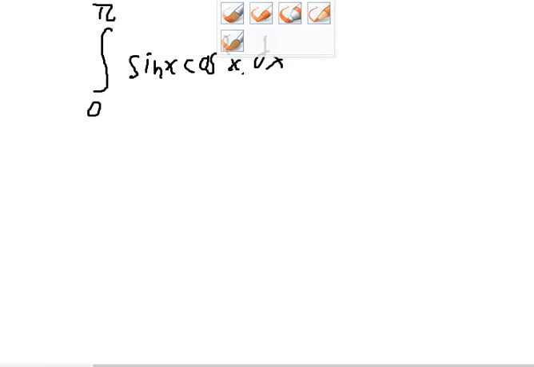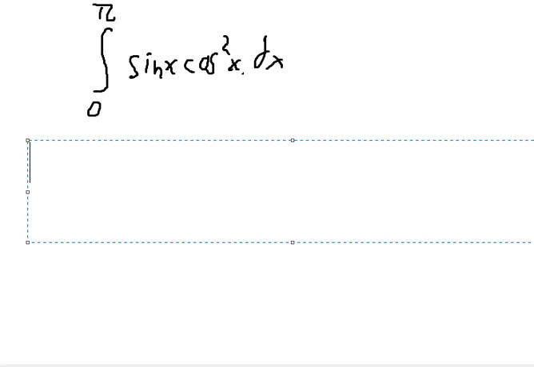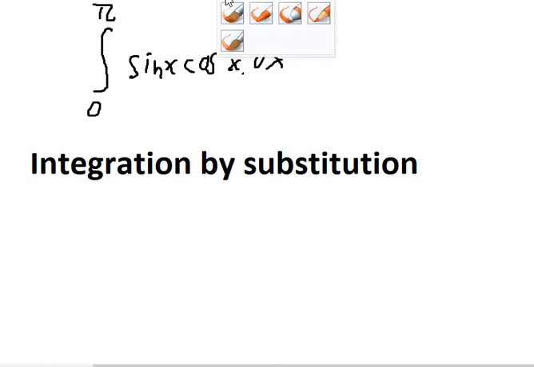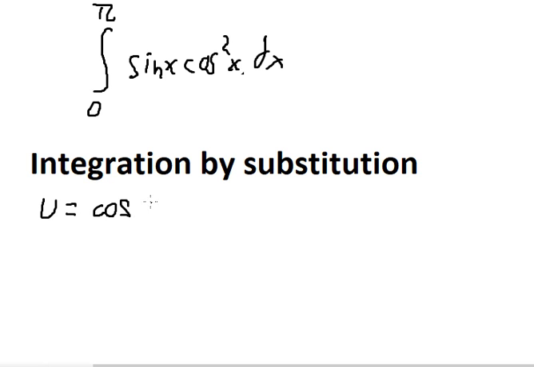So in this situation, I need to use integration by substitution. So we put u equal to cosine s, du equal to negative sine s ds. So we put a negative next to du.